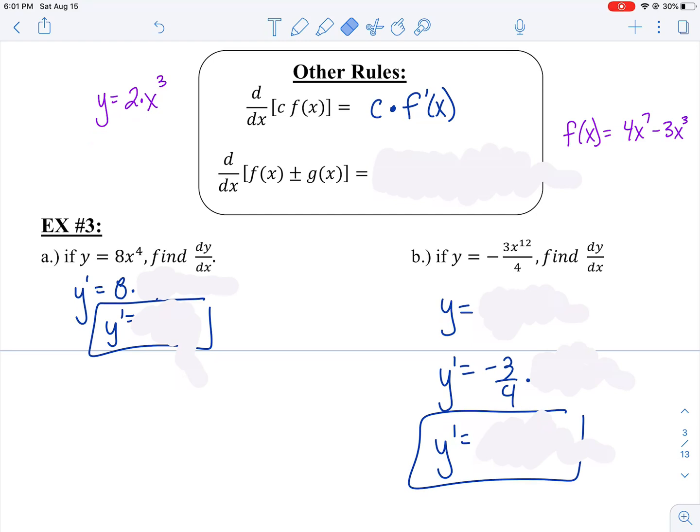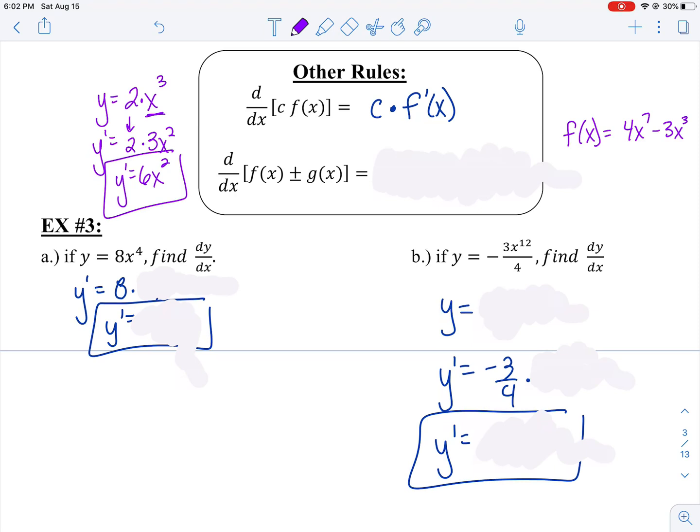So for example, this 2x cubed, if I want to find the derivative, I can leave the 2 out in front as long as it's just a number being multiplied, and then I can find the derivative of x cubed. Using my power rule, I can say that my derivative of x cubed is 3x squared. I have a 2 times a 3x squared, or I can simplify and really say that I have a 6x squared.